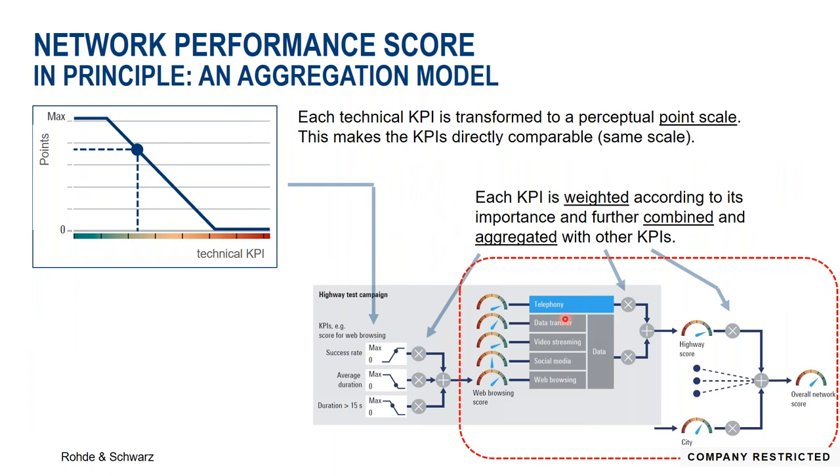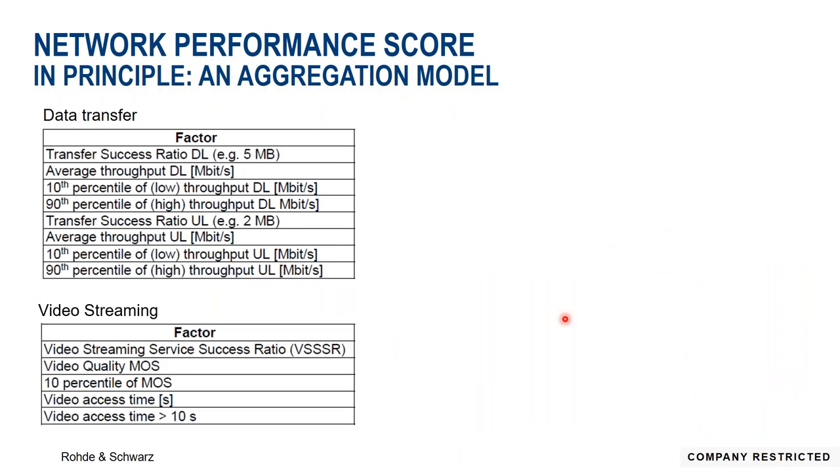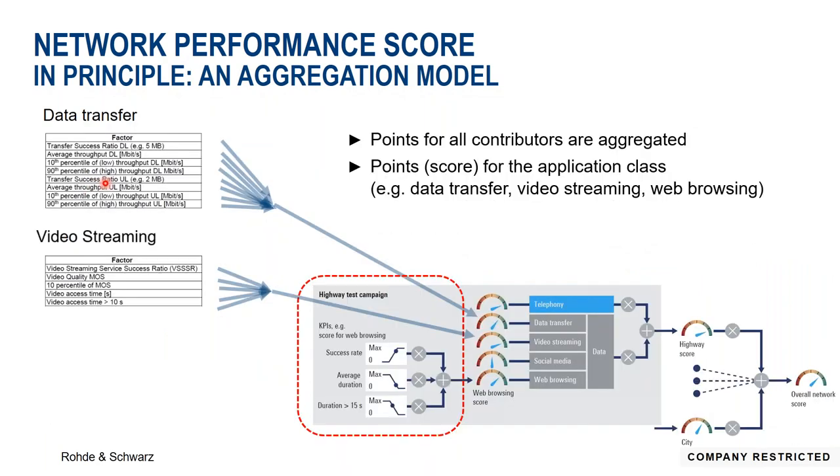So let's go back to here. You can see that these different KPIs are able to be combined together into a score for data transfer, and in this case, it is for video streaming. When these KPIs form the score for video streaming and data transfer, they are aggregated according to the weightage given, which is a standard set by ETSI. Then we combine all this with social media and web browsing into a data score.